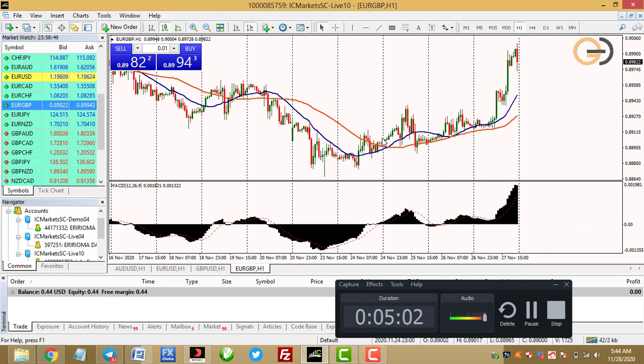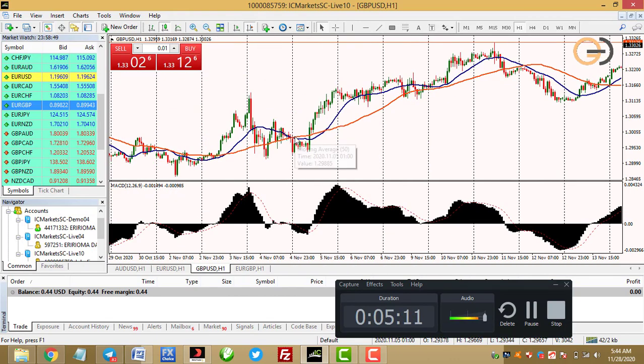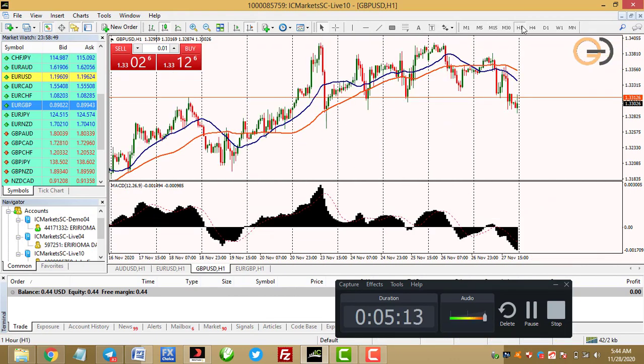All right, so very quickly, let me just explain this indicator to you. Now you can see from this perspective the indicator on the 1 hour time frame.